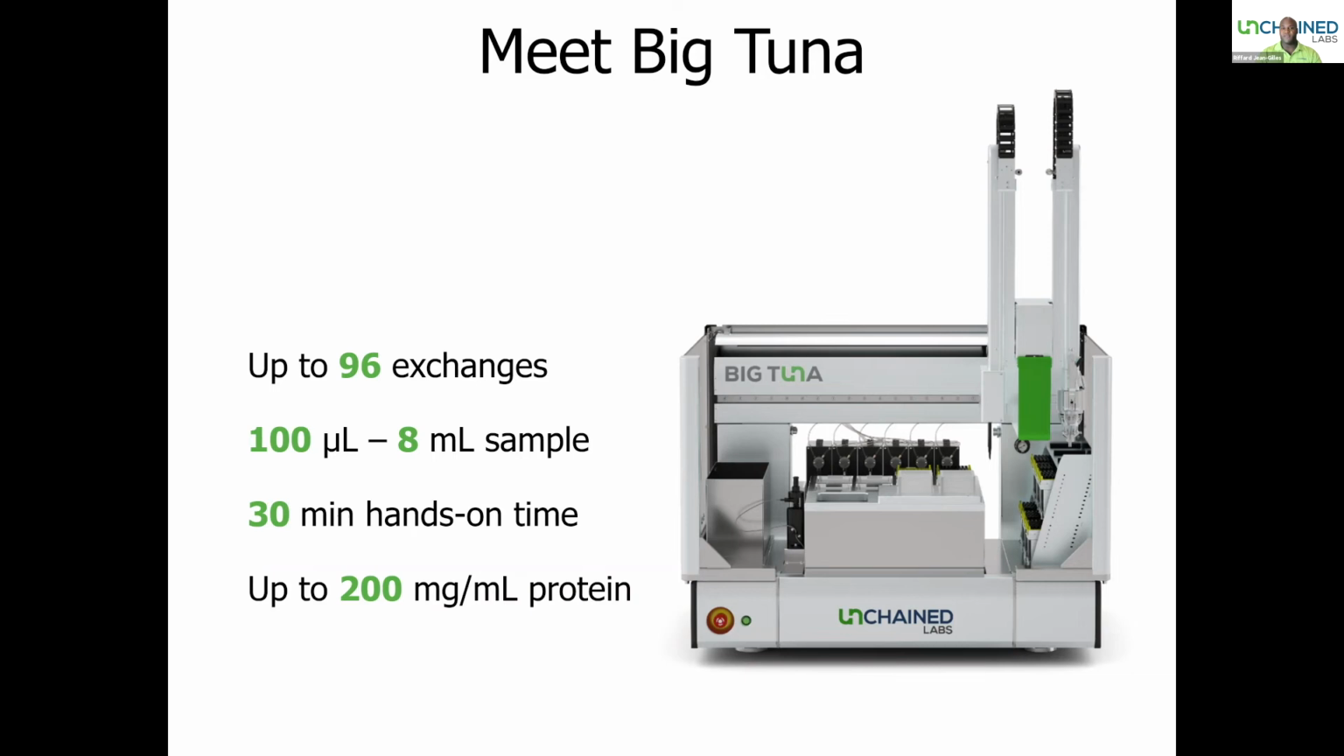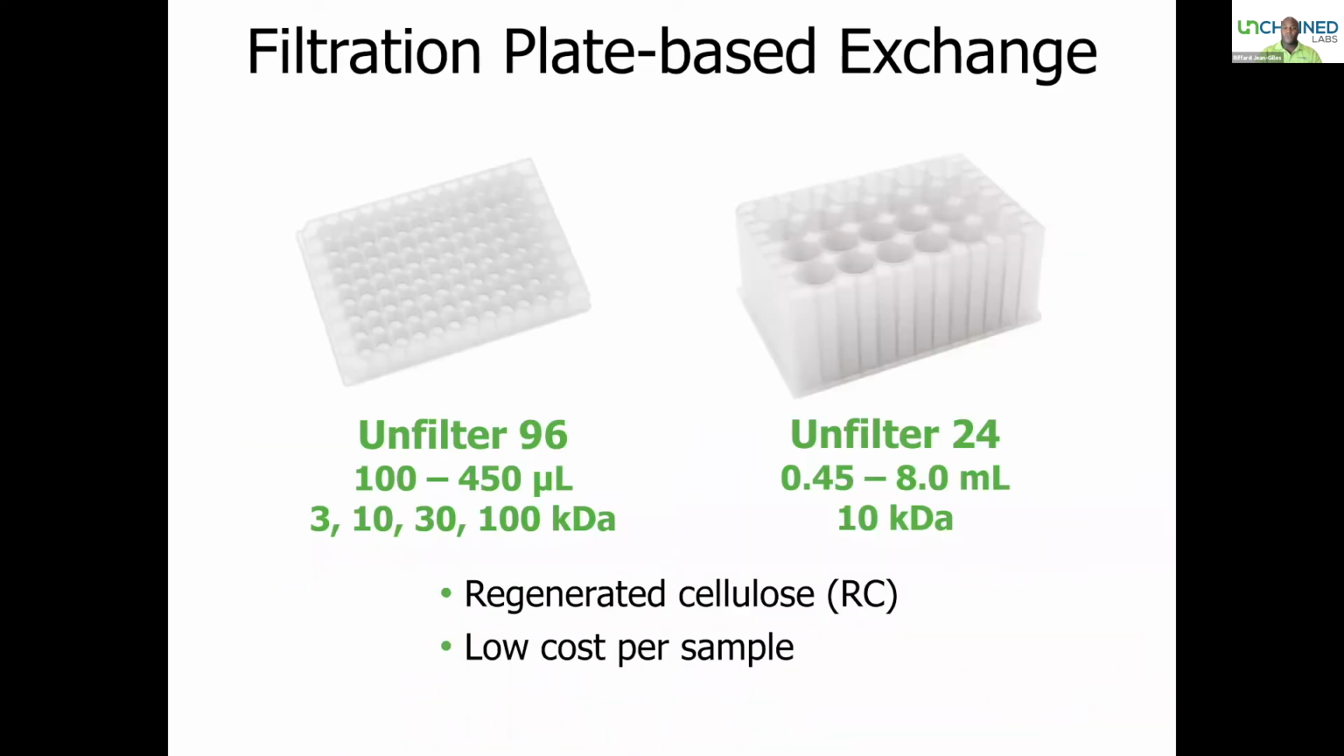If you don't have a lot of highly concentrated samples, you can handle either one at either end of your concentration range. And so one of the unique things about it are the actual sample holders. We call those plates unfiltered. They're essentially made of regenerated cellulose, and they are high pressure filtration plates. There are 2 types. The 96 well one can accommodate 100 to 450 microliter. And you can see the different cutoffs that we have set there.